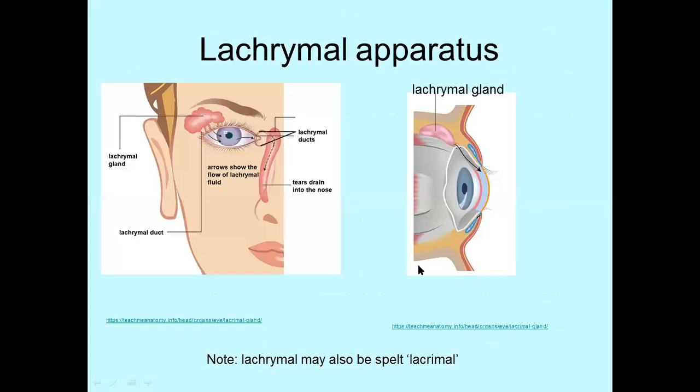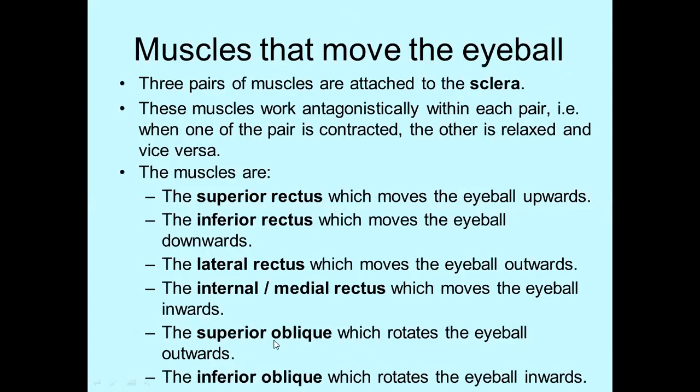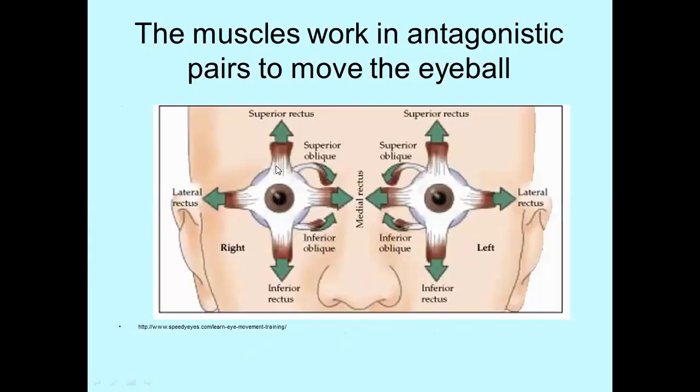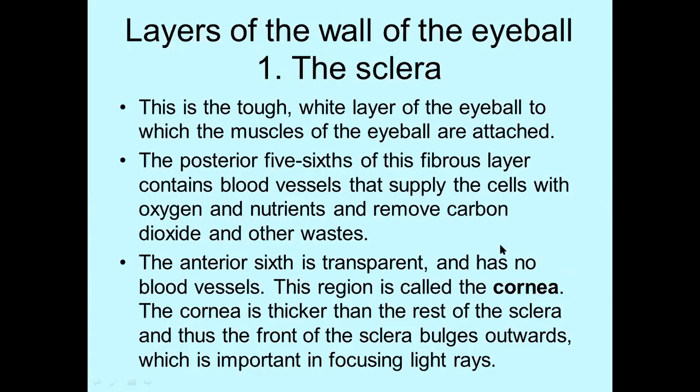So if we go back and have a look, superior oblique rotates the eyeball. Okay. So if you have a look here, don't worry about which of the obliques rotates inwards and outwards and whatever, it doesn't matter. Just know that the obliques rotate, superior rectus up, inferior down, etc., etc.